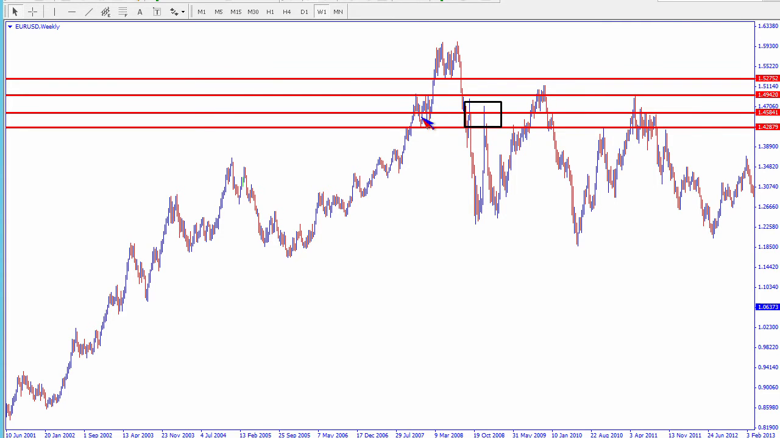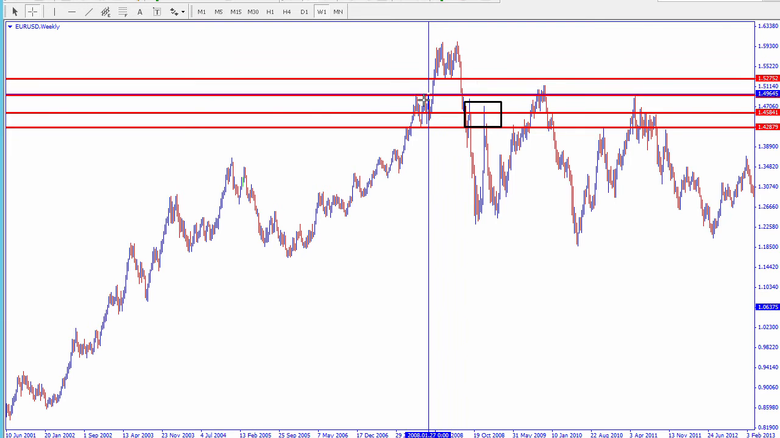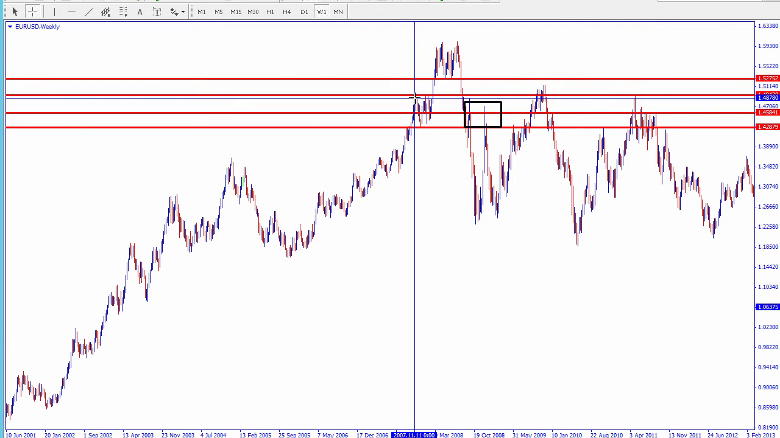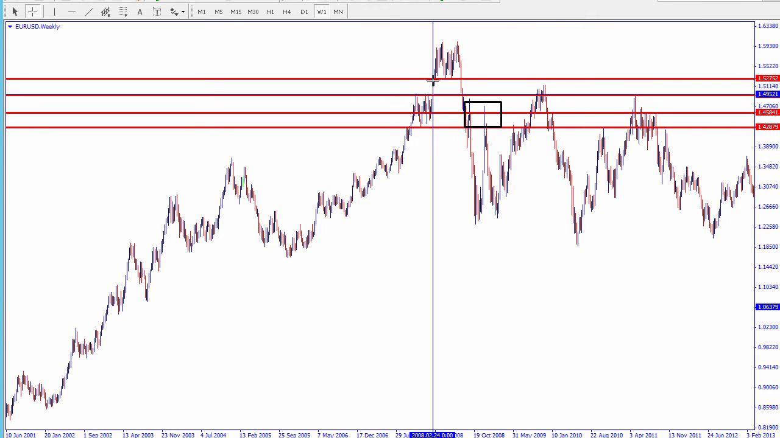All this right here is considered value, a value area. This is value area. This is value area. This is where prices have come to a conclusion and eventually break out.